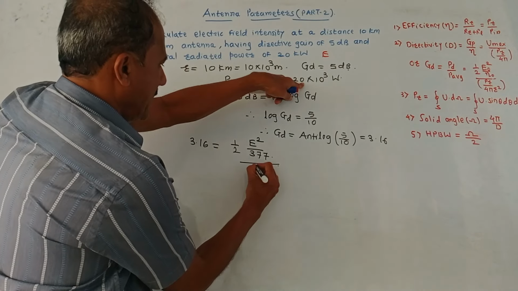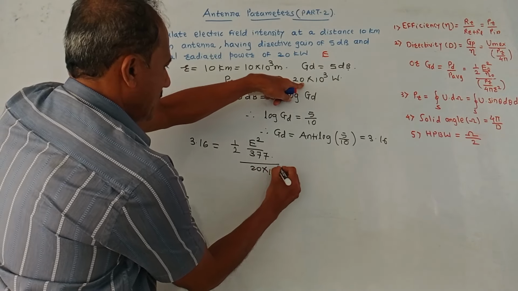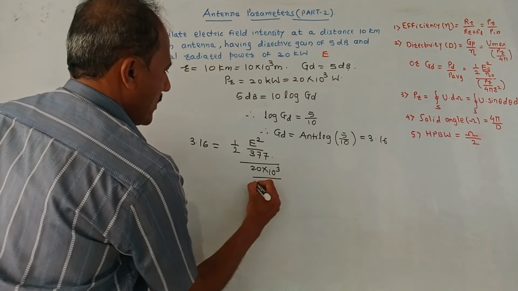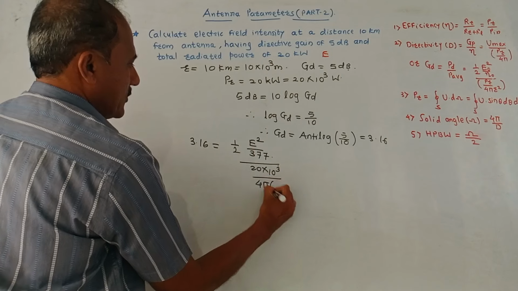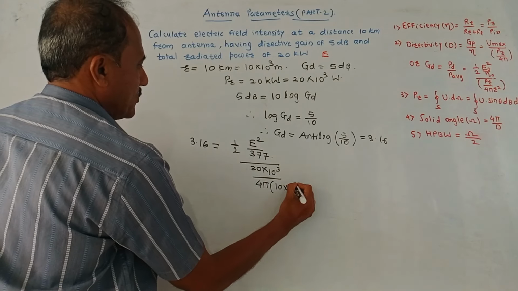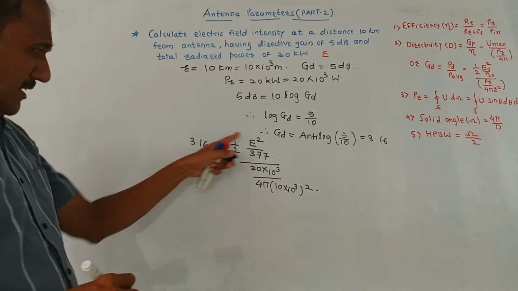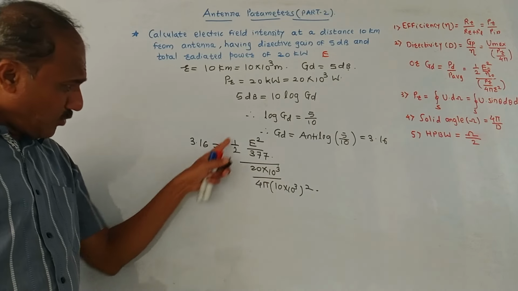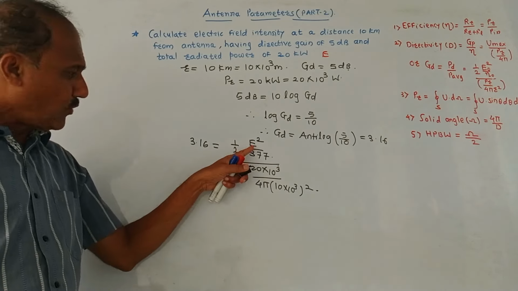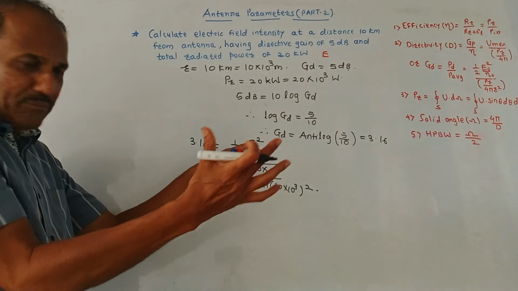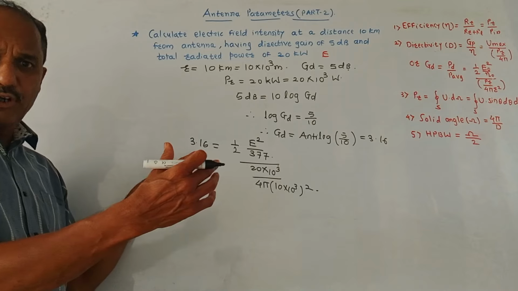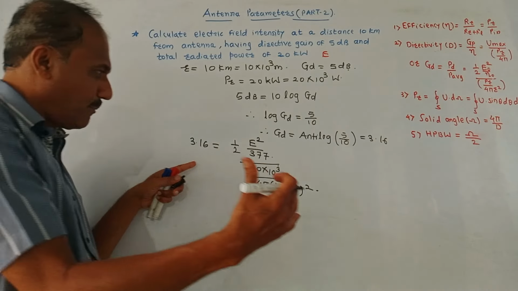PR upon 4 pi r square. The value of PR is 20 into 10 raised to 3, and the value of r is 10 into 10 raised to 3, bracket square. Now it's very simple. Only one unknown is there, that is E square. So do these calculations on the calculator. You'll get something into E square is equal to 3.16. From that you can calculate the value of E square.